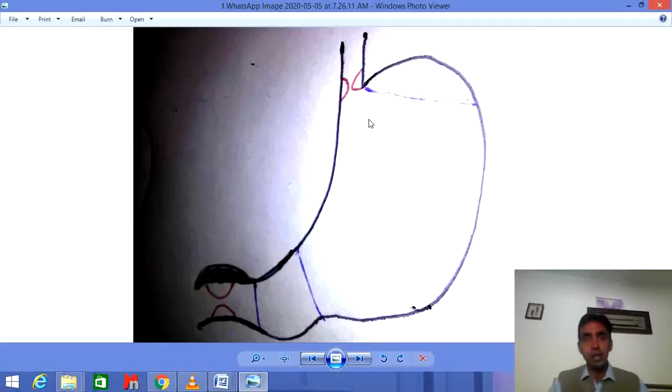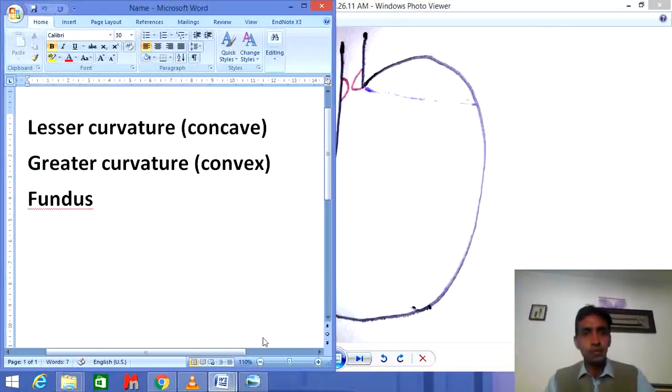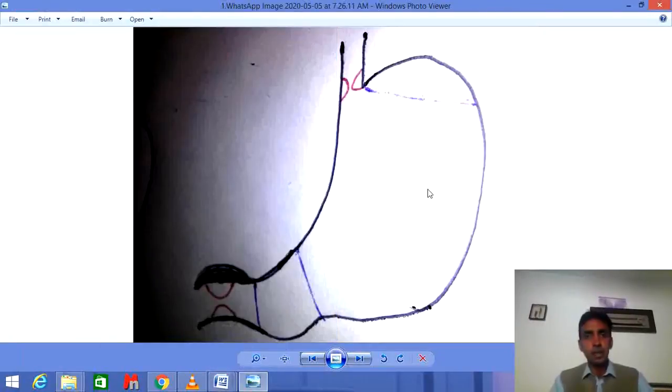This is according to Islamic belief. As for medical science, the stomach is composed of this region, which is called the fundus, the region responsible for the accommodation of gases. From the fundus to this region, this whole region is called the body of the stomach. So fundus, then body, and this whole region is called the pylorus.